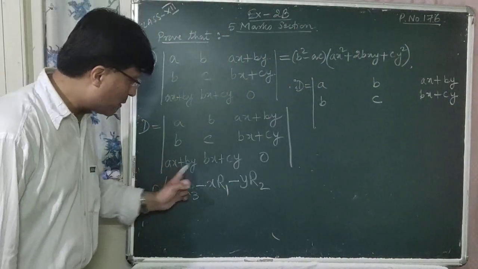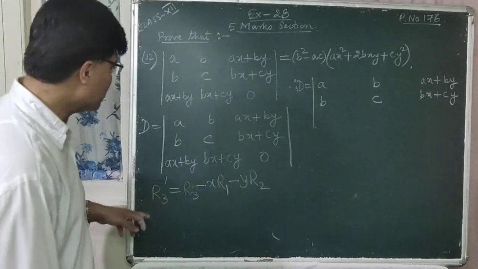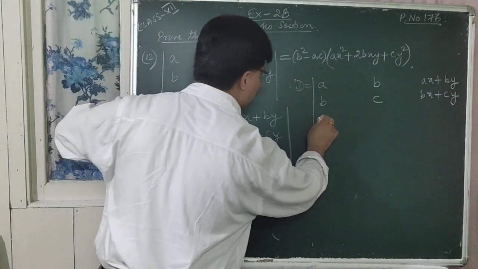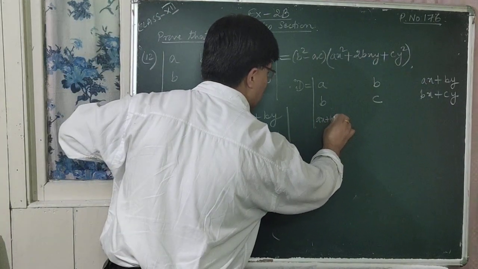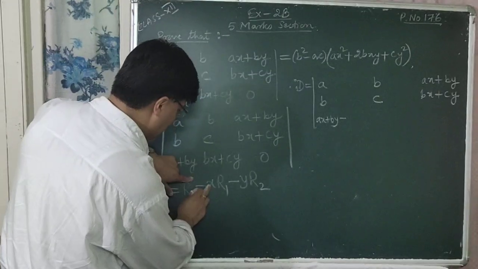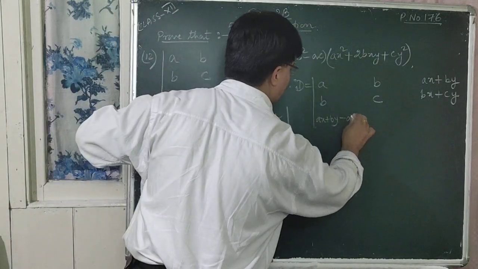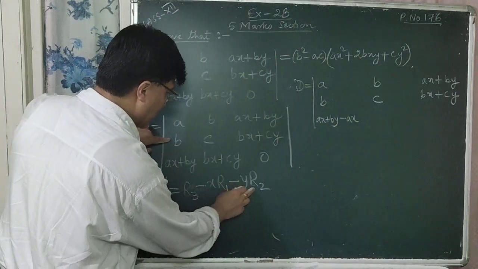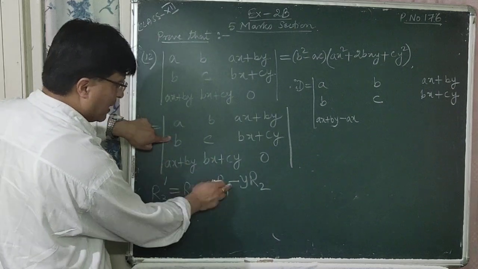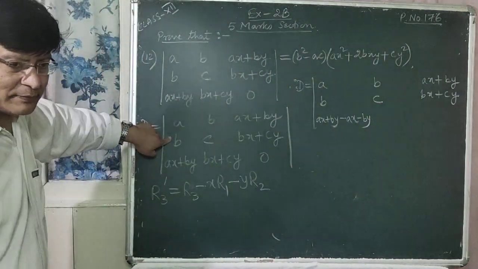Now let us use this property for the third row. That means third row is changing. So how does it change now? This is R3. R3 means AX plus BY. Then minus what is X into R1? That is minus X into this A, minus AX. Then minus Y into R2 means this B, minus BY. Minus BY. Is that clear?